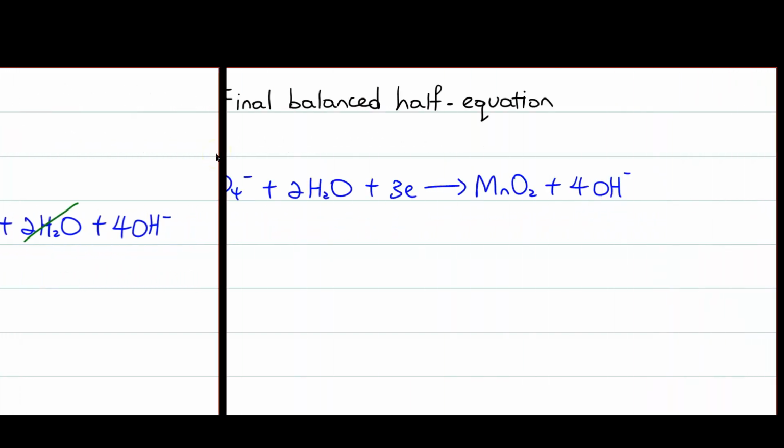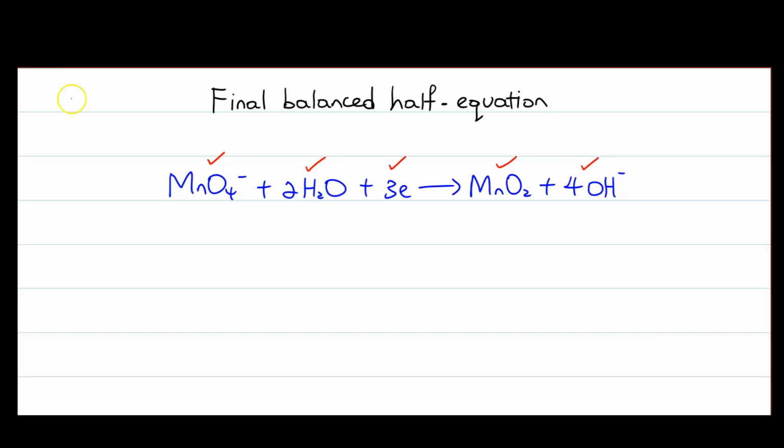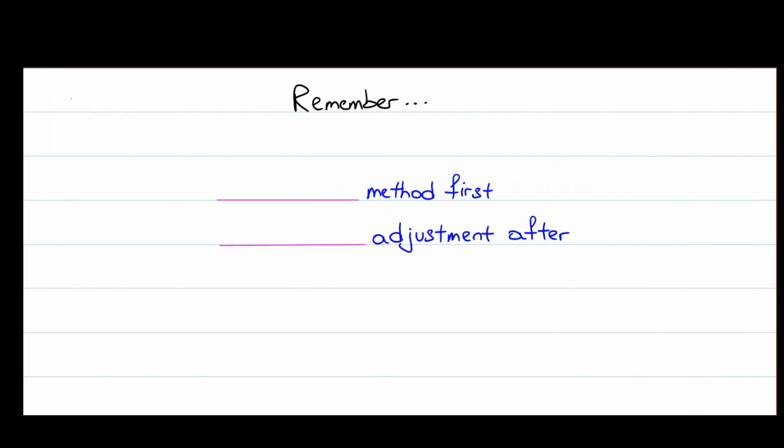So the final balanced half equation in alkaline solution is permanganate ion plus 2 water molecules plus 3 electrons gives manganese dioxide plus 4 hydroxide ions. This is the big idea I want you to remember. In alkaline solution, do not invent a completely new method. Use the acidic balancing method first, then make the alkaline adjustment at the end.